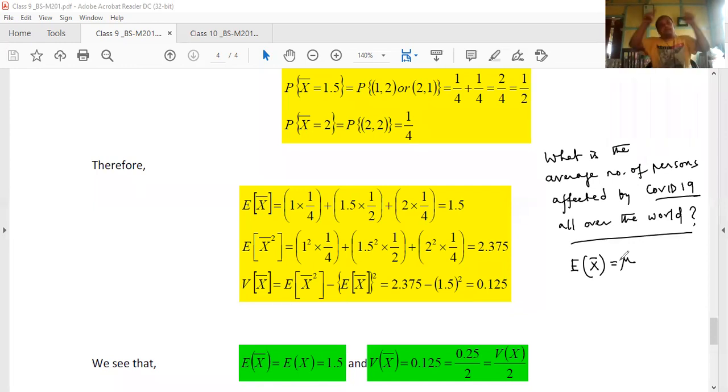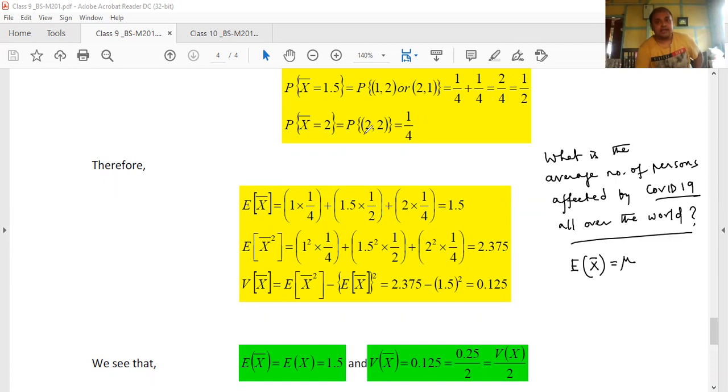Then they are taking the average of these averages, and they are saying that the average number of people affected by COVID-19 all over the world is this. Okay, they are not studying the population. They are studying samples at different points of time, again and again, and they are calculating the average of averages. So this is a very wonderful theorem.